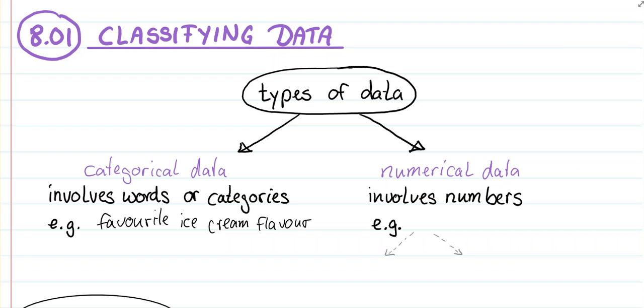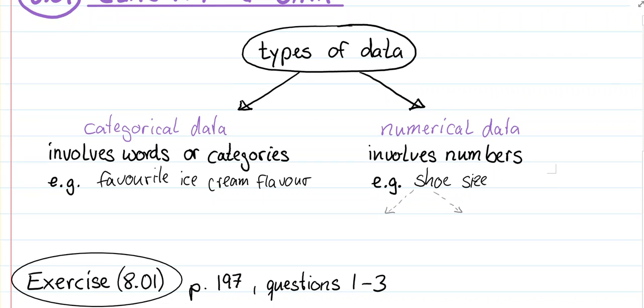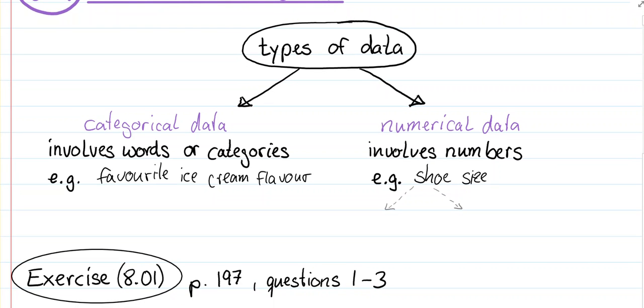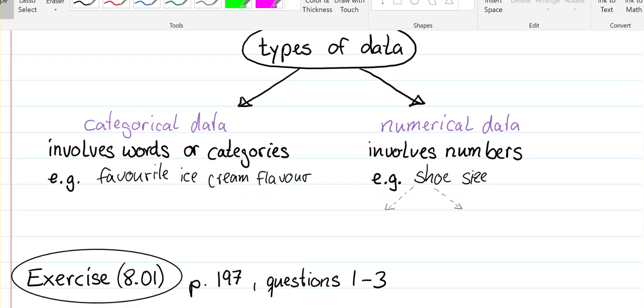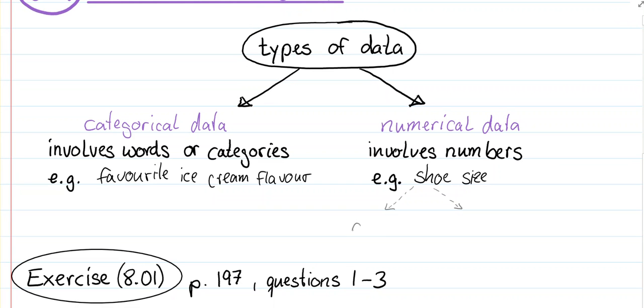An example for numerical data could be if you ask a question for the shoe size of people, and the answer to that would be a number. If you ever come across this, there are actually two different types of numerical data, and one type is called discrete and the other one continuous.